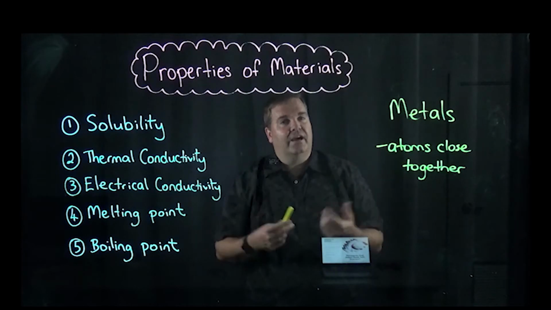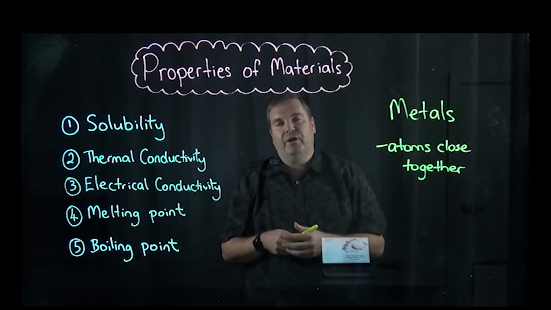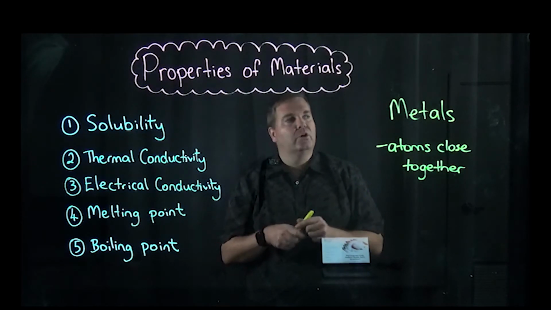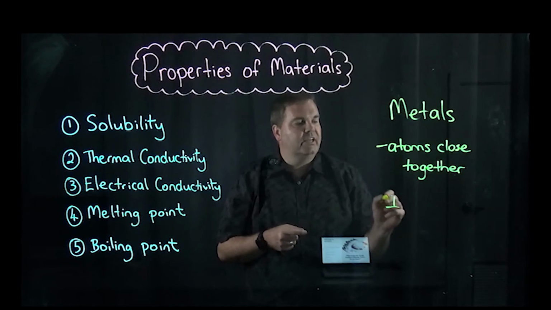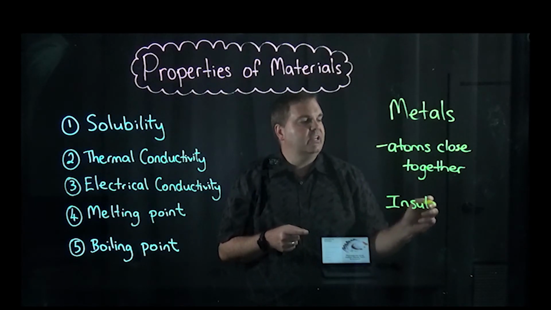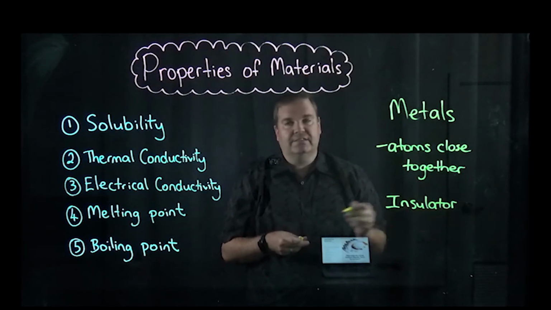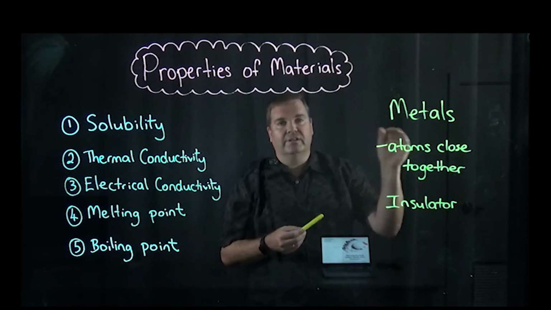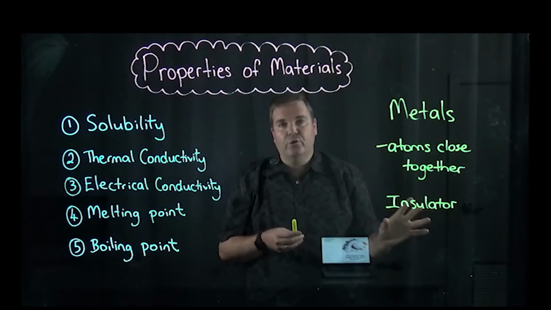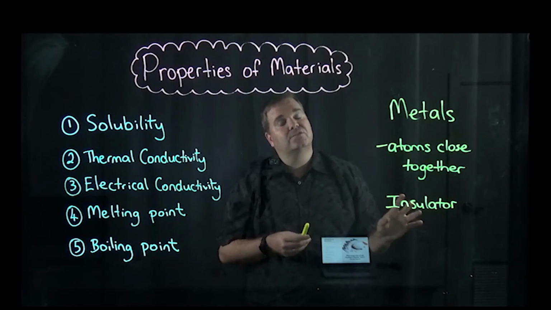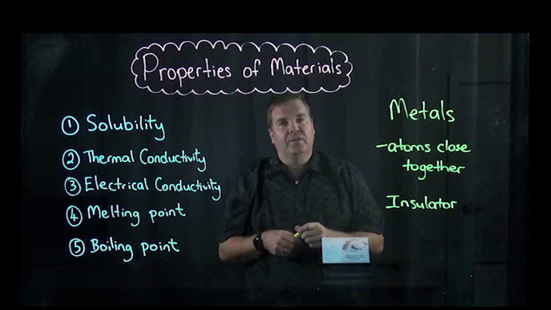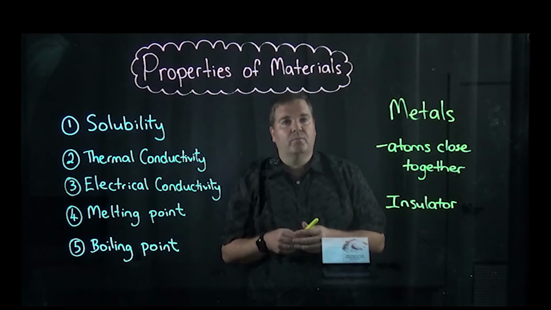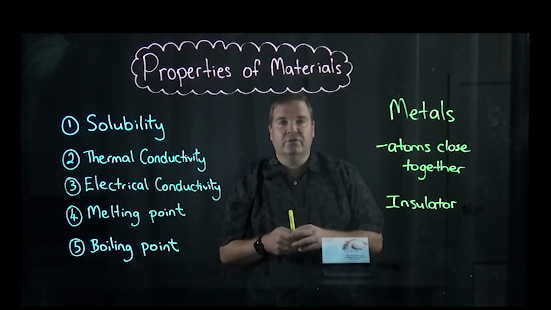Now if the atoms aren't close together, or if the atoms can't vibrate, you end up getting a material that's what we call a really good insulator. An insulator is something that does not conduct heat. So a metal is a really good conductor, and when we're talking about thermal insulation, that means it's something that does not conduct heat. There's quite a few substances which are really good insulators that don't conduct heat.